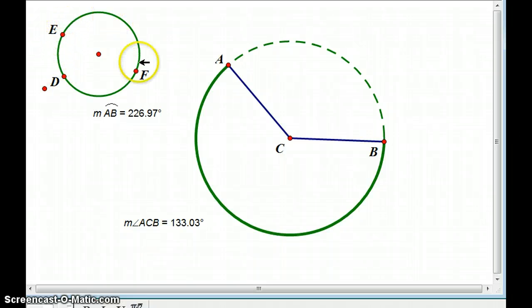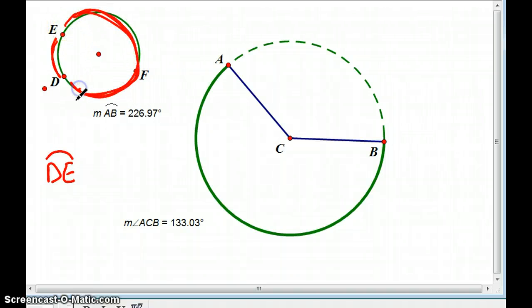If I wanted to talk about this major arc all the way around here, and can I write on this fairly easily? Oh, I think I can. This little arc from here to here, I would just call arc DE. And I can put a little mark on like that. And that is what I mean when I'm saying this big arc around here. In our book, the major arc, I would have to label with 3 letters.